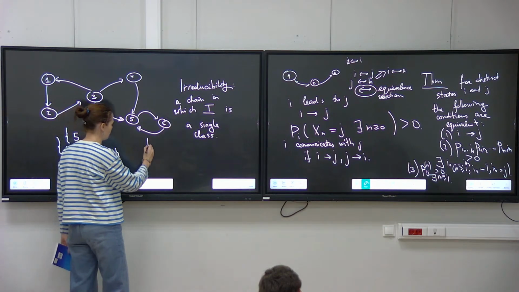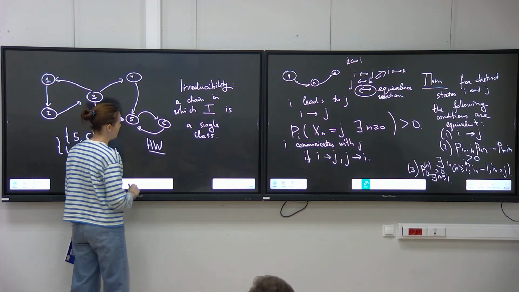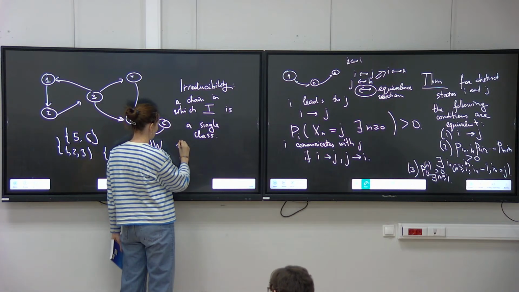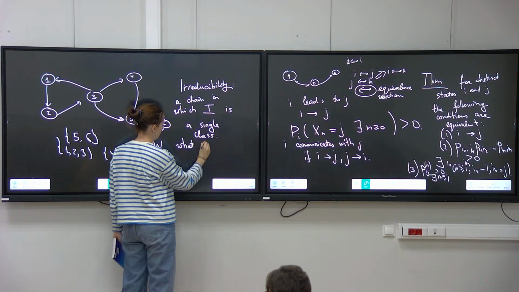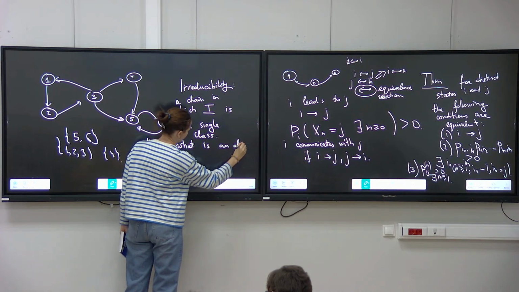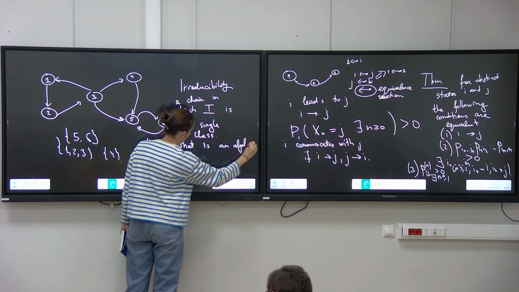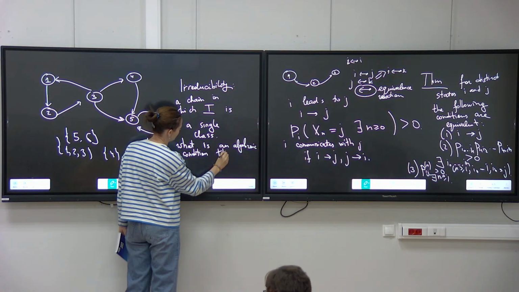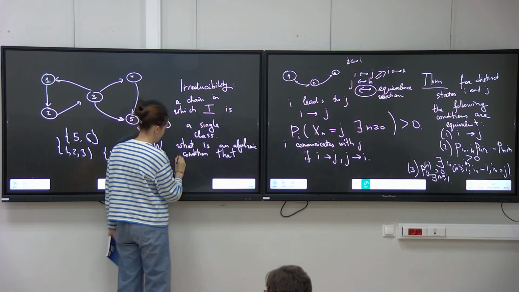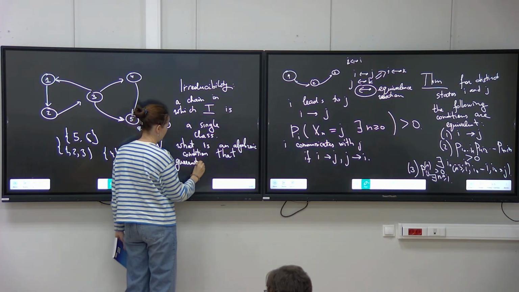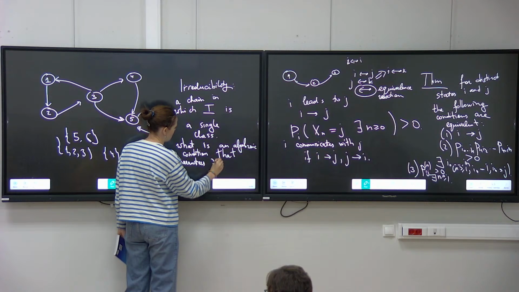So, as a homework, you can think about the question: what is an algebraic condition that guarantees irreducibility?